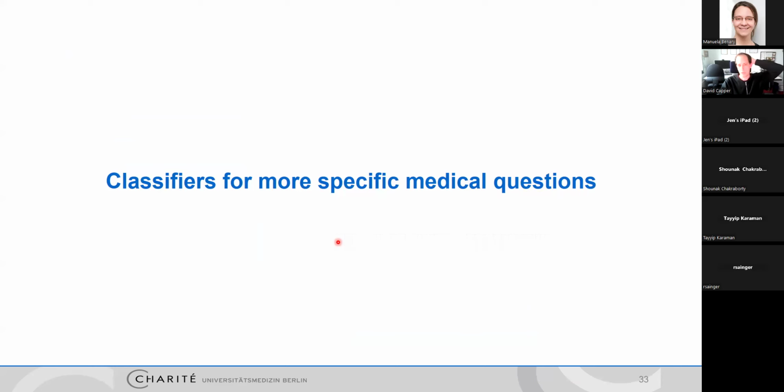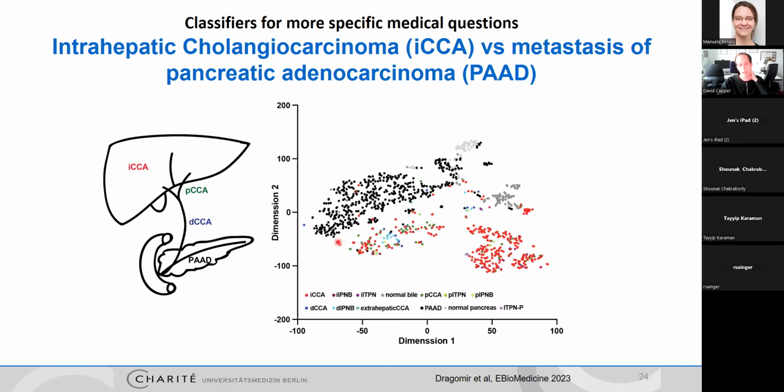Then there are classifiers for more specific medical questions. Just one example here would be a classifier that tries to separate intrahepatic cholangiocarcinoma versus a metastasis from a pancreatic adenocarcinoma, which can be quite a tricky diagnostic question. DNA methylation turns out to relatively well separate pancreatic adenocarcinoma, here in black, from a large part of the intrahepatic cholangiocarcinomas in red, although there is some evidence that there will be further little groups in between. So there's further work that has to be done here, but the main classes are very well separable between these two groups.